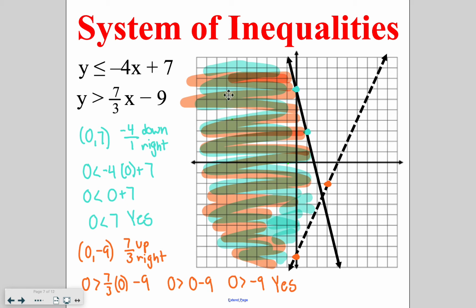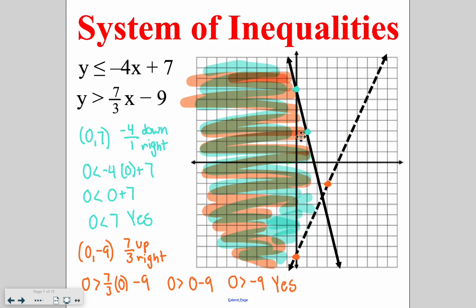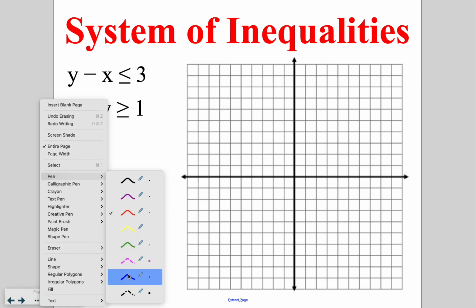Once again, anything in that highlighted area, whether it's shaded darker or whether it's erased, is a solution to both problems, which is what we are looking for. So any coordinate pair that lies in this highlighted area is a solution to both problems. Once again, sometimes we have problems that are not in y equals mx plus b format, so we are going to have to fix those.